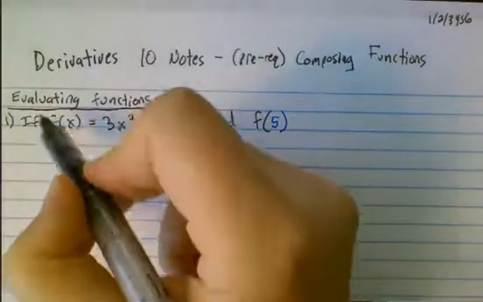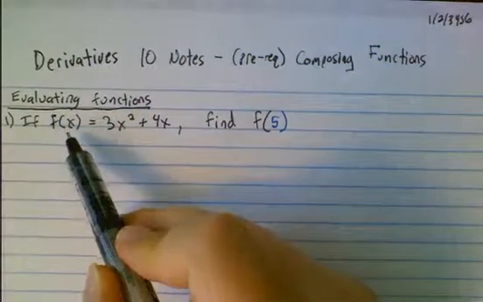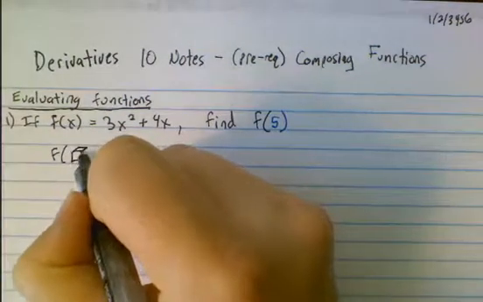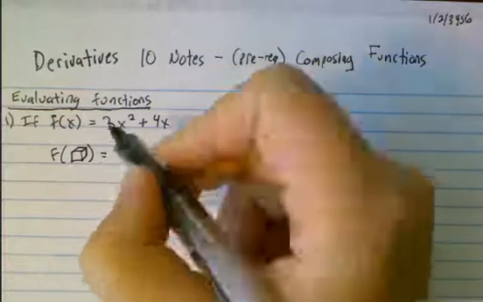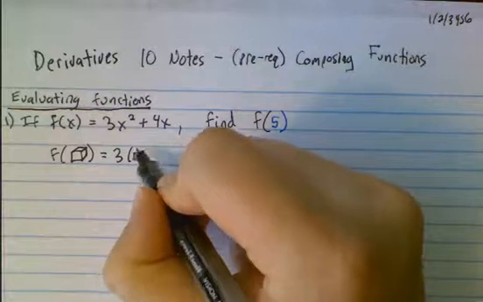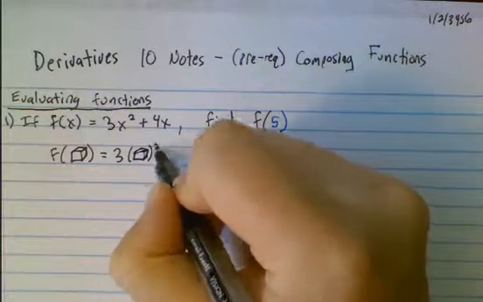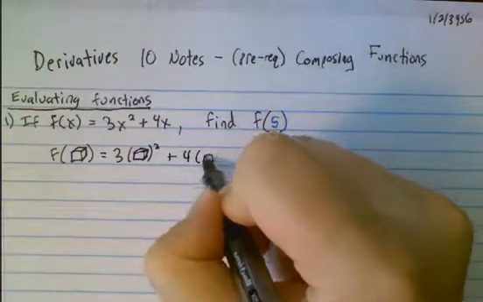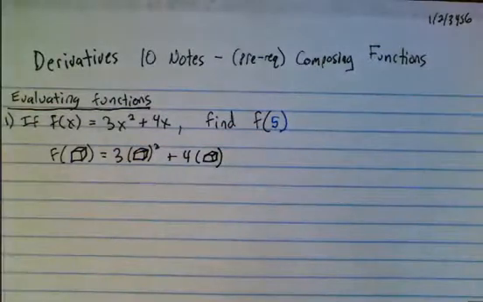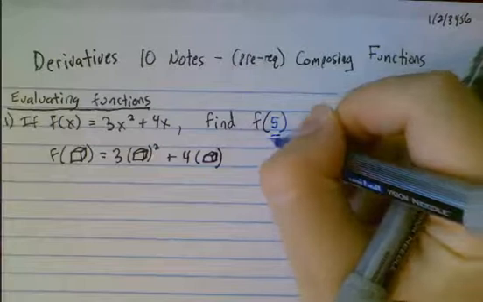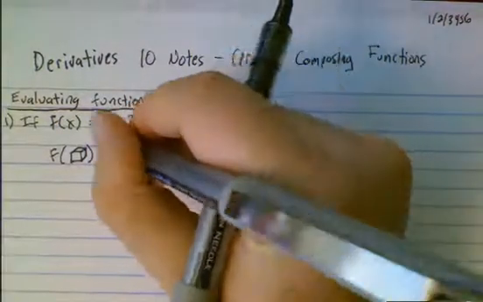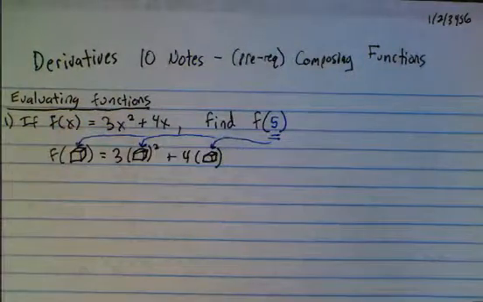The idea with a function like f of x is that this x just really stands for anything. It's basically a little box that we can put anything that we want into. So I'm going to replace each of these x's just with a little box. And when I'm evaluating this, I'm taking this 5 and I'm just putting that into each box.